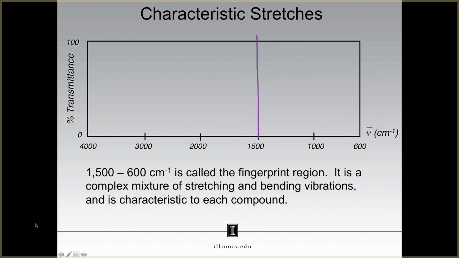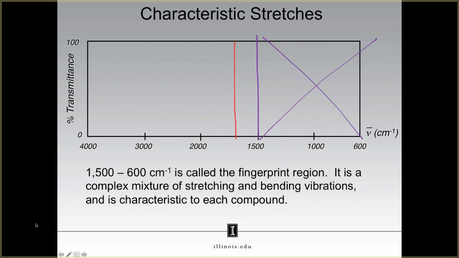As a result, whenever you are interpreting an infrared spectrum, I strongly recommend that you do not attempt to interpret the fingerprint region. The reason we call this the fingerprint region is because it is characteristic of a particular compound. Because it is so complex, it acts as a fingerprint for a particular compound, and we can use it to identify it.